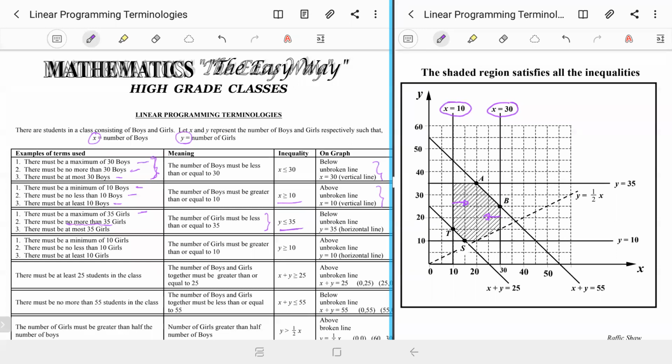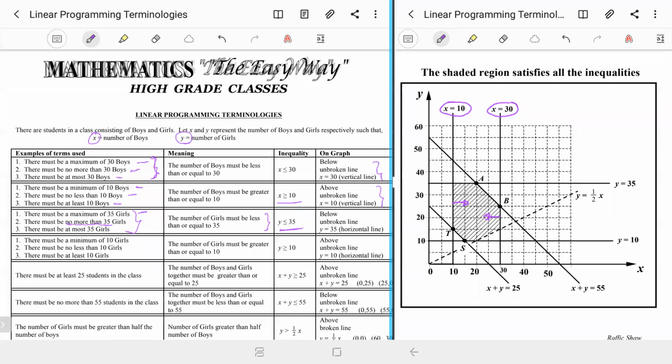Mathematically, this is the inequality you would write for any one of these three statements: y, which is the number of girls, is less than or equal to 35. That is what you would write for your inequality. Those three statements mean that inequality right there.